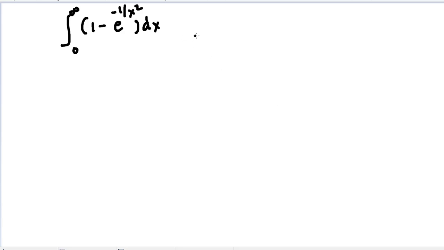Everybody, we got an interesting question. We are expected to integrate the integral from 0 to infinity of (1 - e^(-1/x²)) dx. So foremost, I would like to utilize integration by parts.